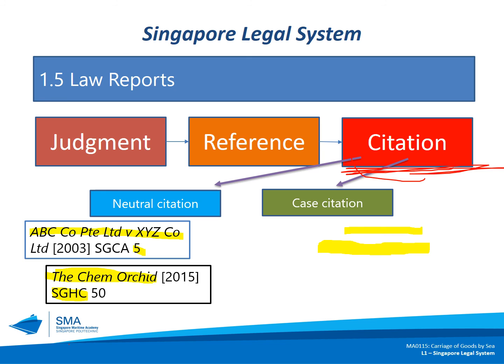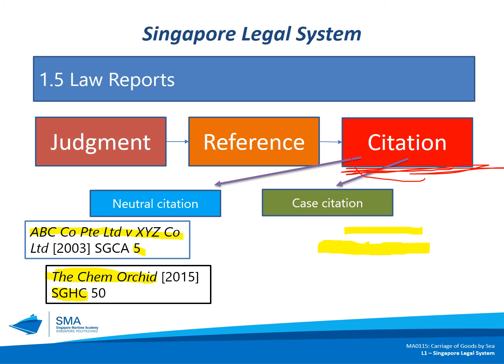How about the number 3 here? 3 SLR. 3 here means volume 3. There are a few volumes, usually 5 volumes per year in the Singapore Law Report publication. How about 1116 here? Just now the number on the neutral citation is the sequence, right? But now the number in the case citation format is no longer a sequence. The 1116 here is page 1116.